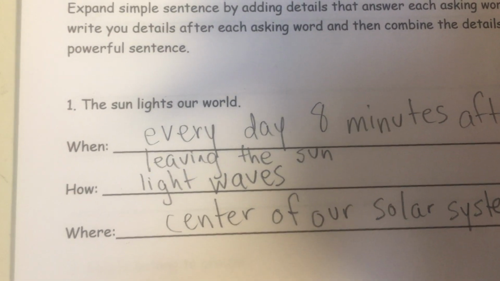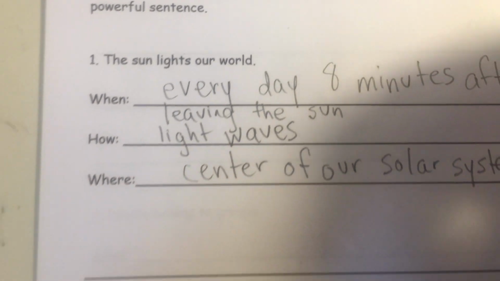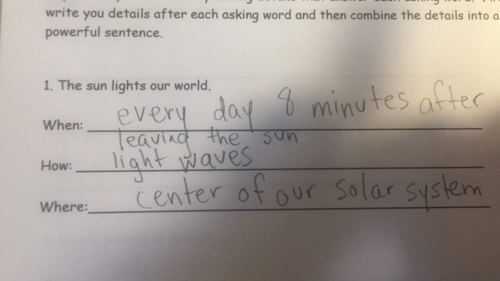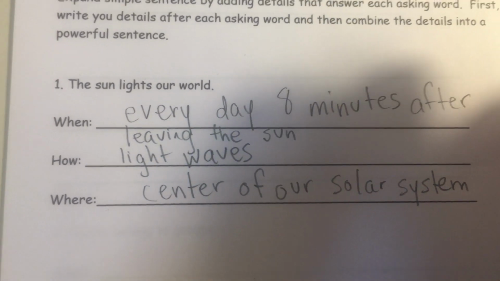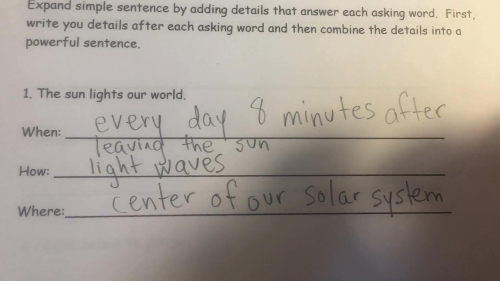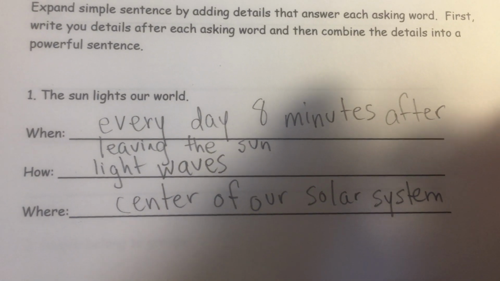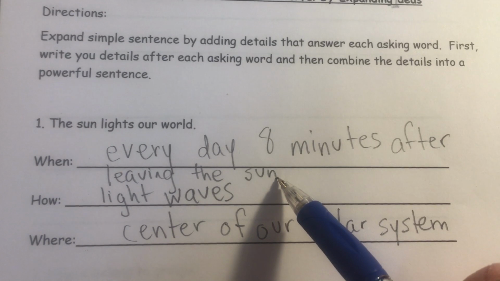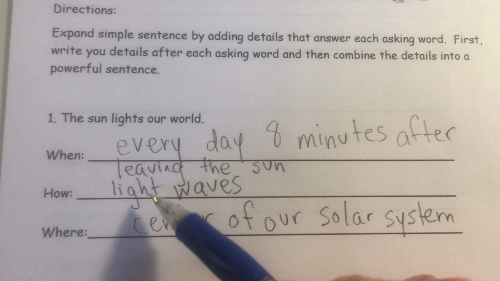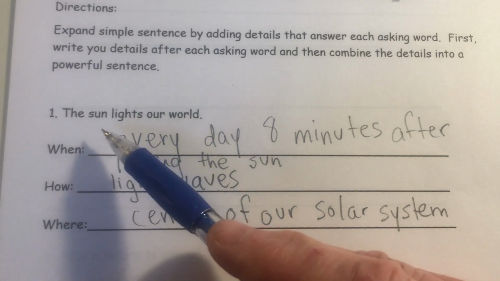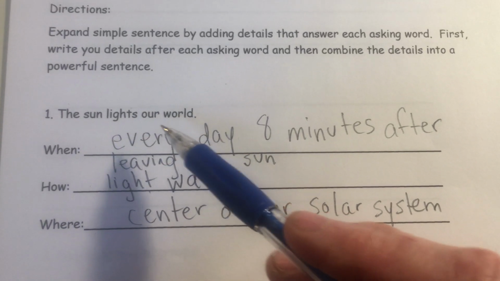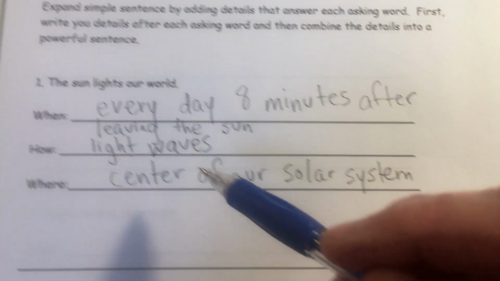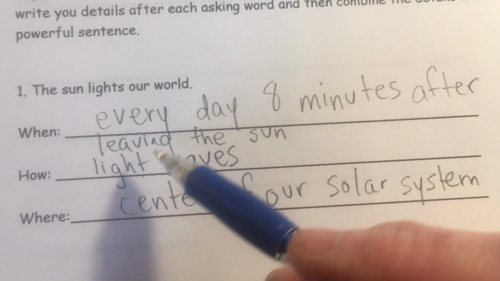Okay, so now here's 3 fragments of ideas that we could add to this basic simple sentence, and we can do it by making some of this into appositives, or we can use words like and or we could use words like before, because, how, but, since, while, even though, although. So let's think about this. Every day, 8 minutes after leaving the sun, so the light waves light our world.